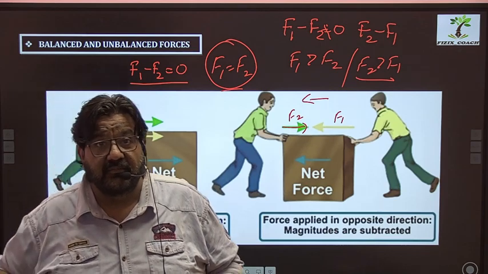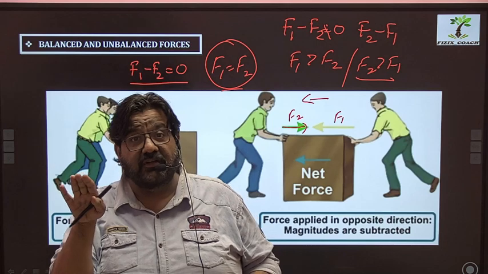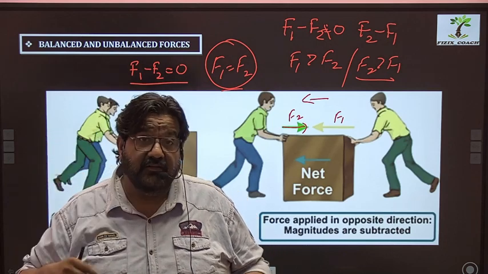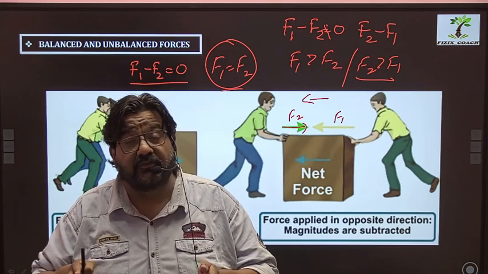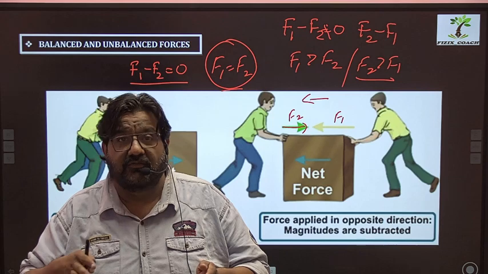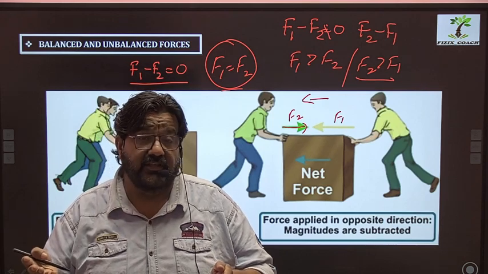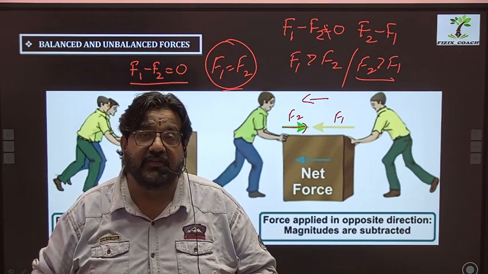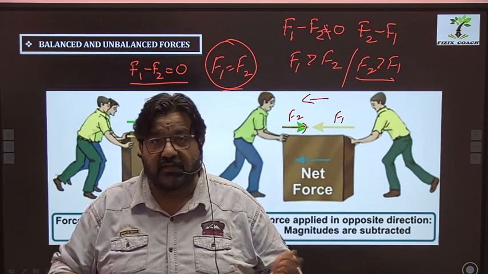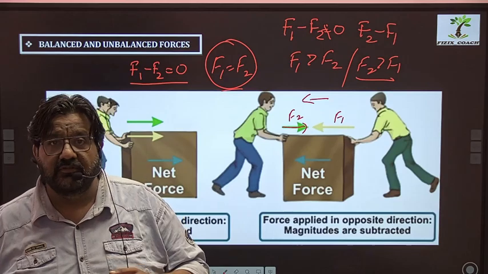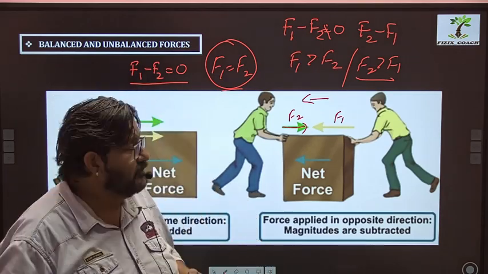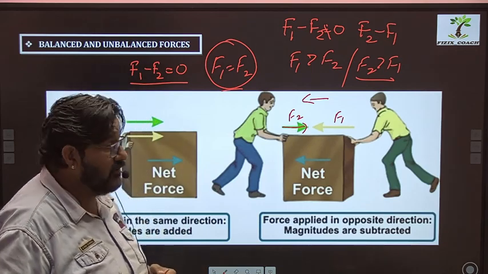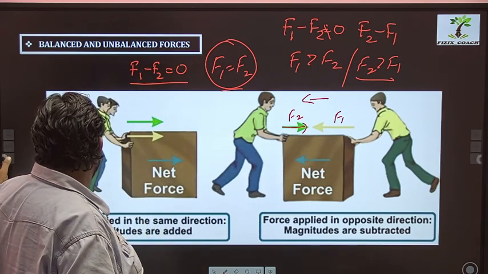The rope will move towards the stronger team. Yes, why? Because the force applied by the stronger team would be more, and the force applied by the weaker team would be less, and the net force will be the force applied by the stronger team minus the force applied by the weaker team. Yes, and the rope will move. So that is unbalanced forces. Simple. Alright, so I'm sure it is clear to everyone what balanced and unbalanced forces are.